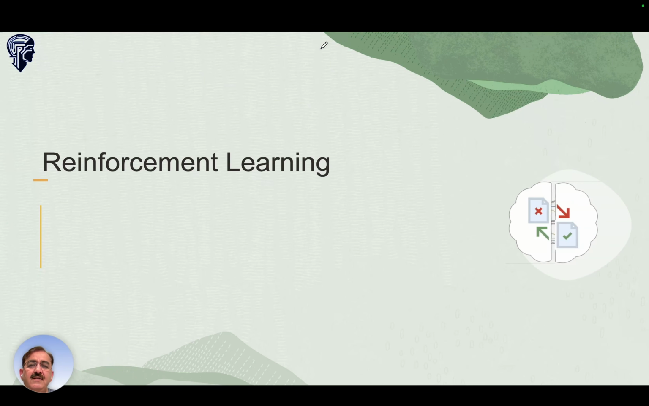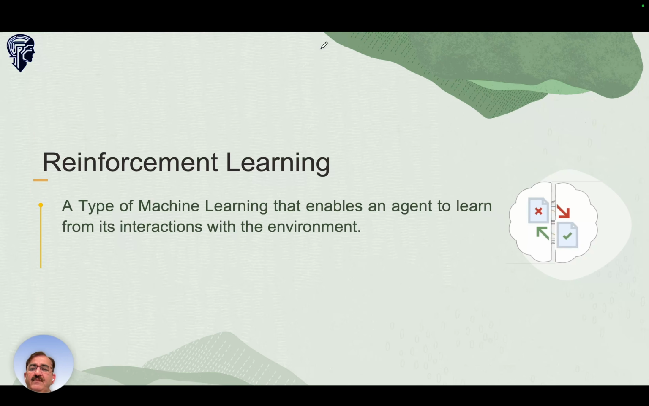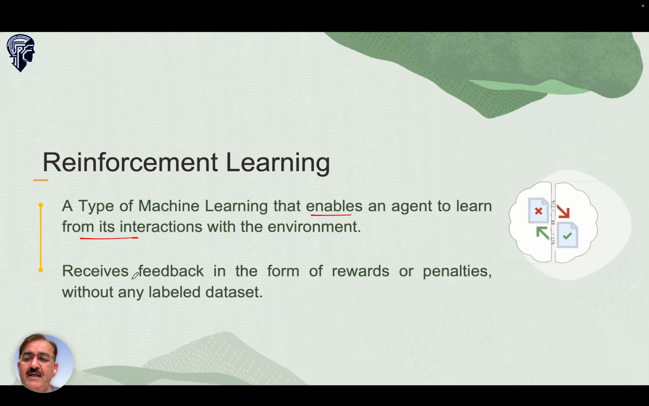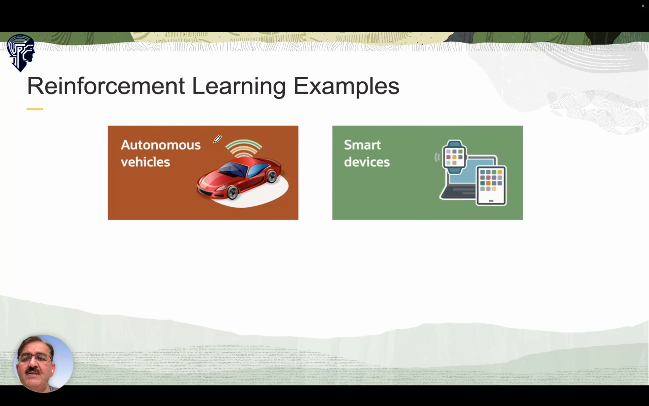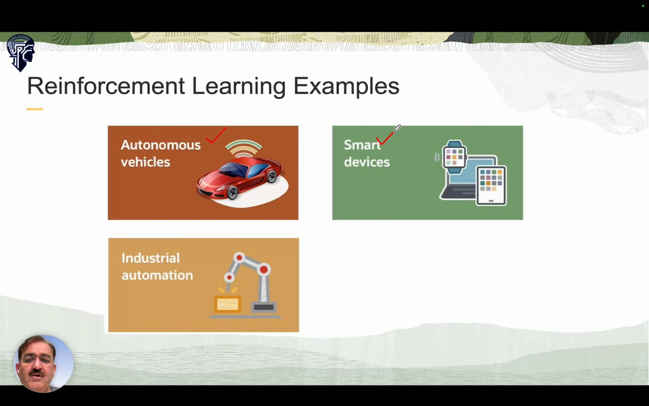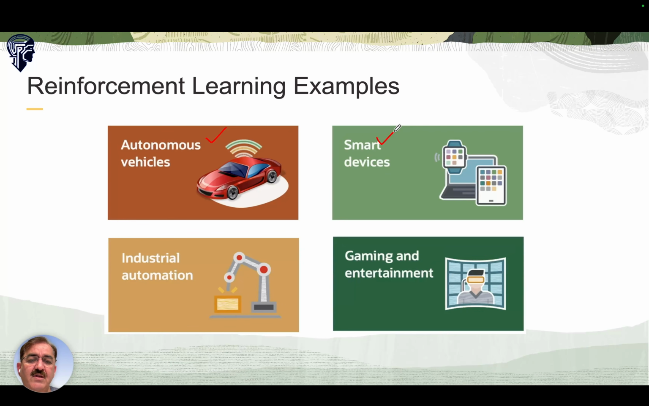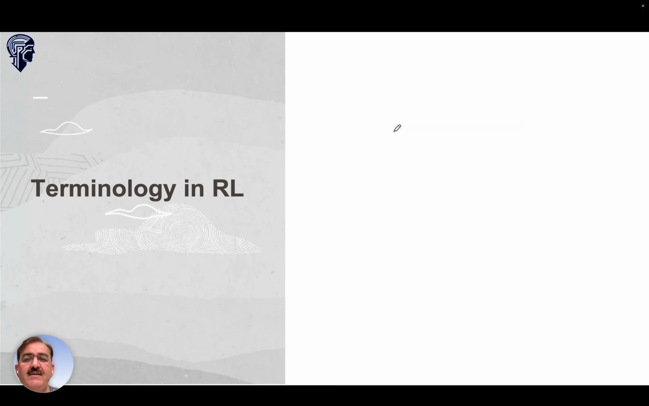The third type is reinforcement learning, which is a type of machine learning that enables an agent to learn from its interaction with the environment. It receives feedback in the form of rewards or penalties without any labeled data set. Reinforcement learning examples are autonomous vehicles, smart devices, industrial automation or robotic arms, and gaming and entertainment.